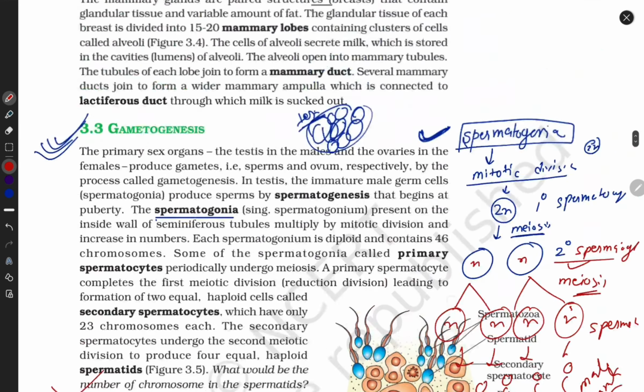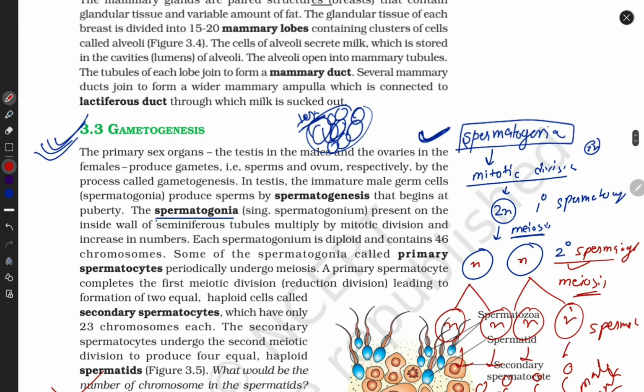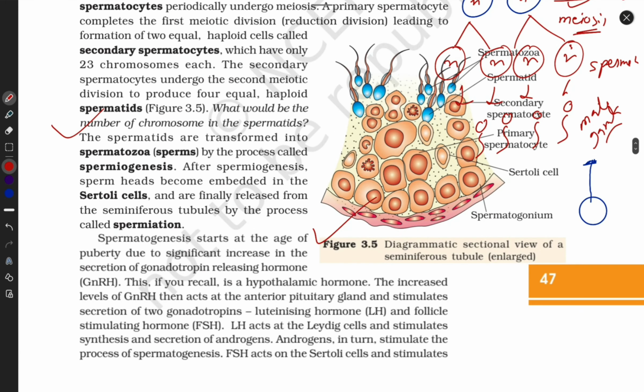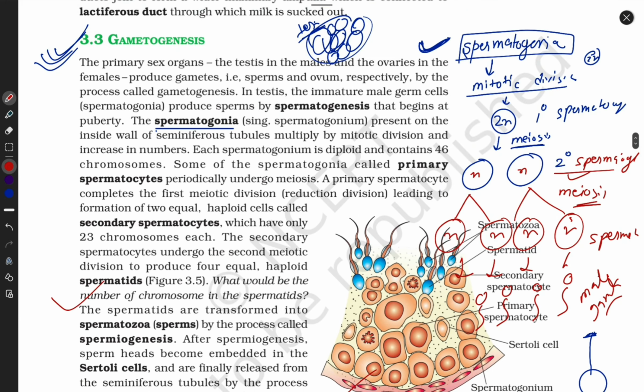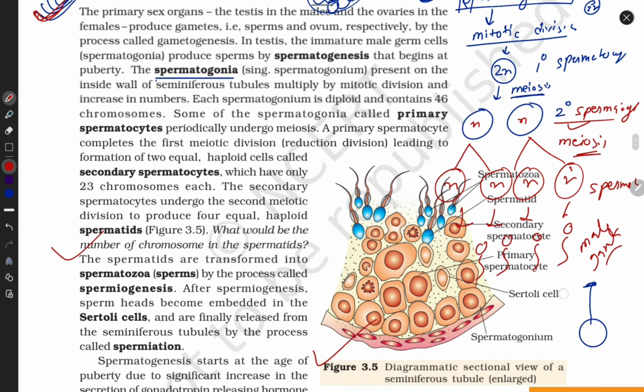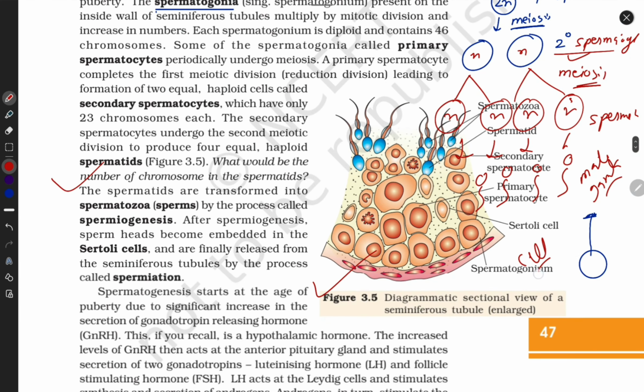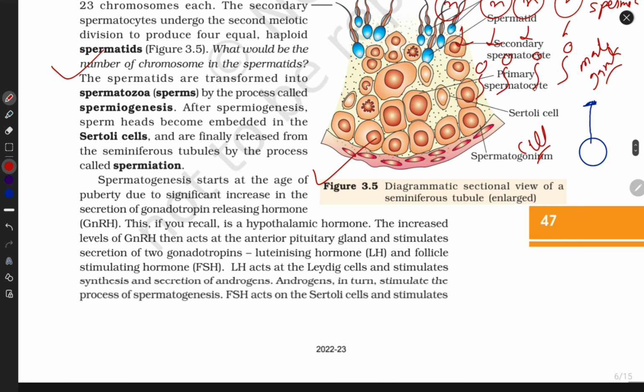And you have to draw this diagram. And when I show above this diagram also, you have to draw this diagram. If someone asks to explain gametogenesis. Now, here cell division is complete. Now, what kind of hormonal changes are involved? When the cell is divided, what kind of hormone is present?